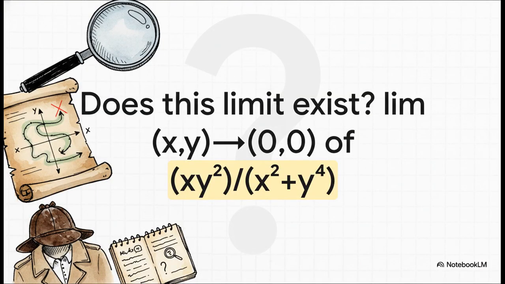So take a look at this function. I'll give you a little spoiler. If you check the path along the x-axis, where y equals 0, and the path along the y-axis, where x equals 0, you're going to find that the limit is 0 along both of them. It looks like the case is solved, doesn't it? But a good detective always knows to dig a little deeper.